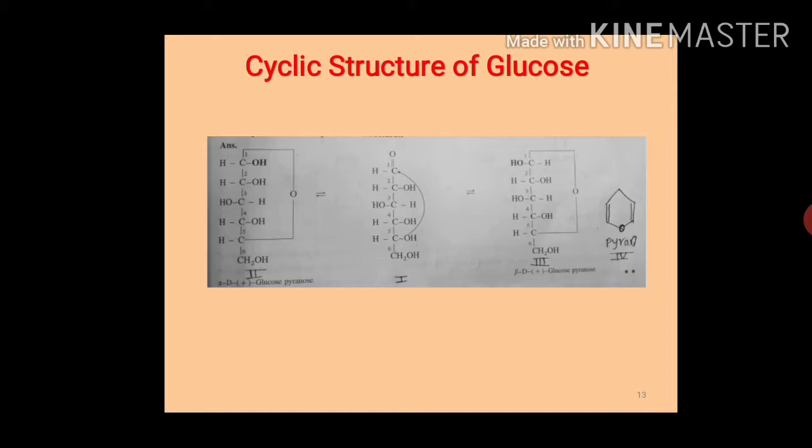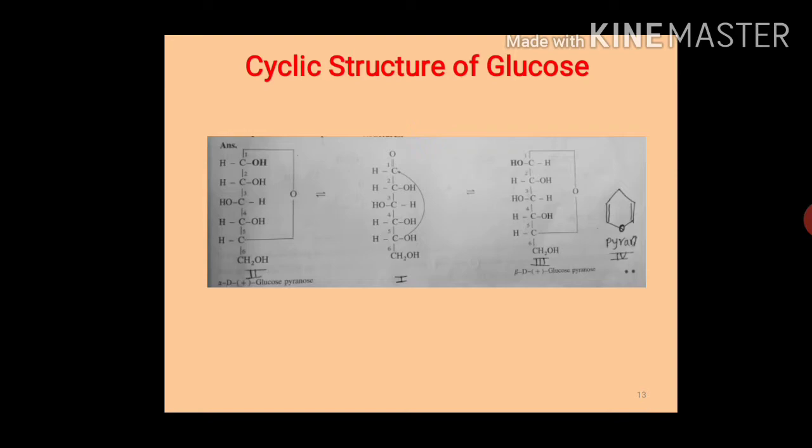It contains first carbon, double bond O and single bond H. Second carbon attach H and OH. Third carbon attach HO and H. Fourth carbon attach H and OH. Fifth carbon attach H and OH. And last, sixth carbon attach CH2OH.